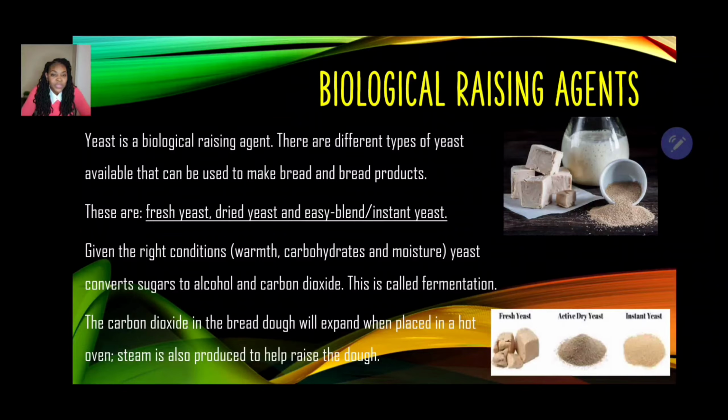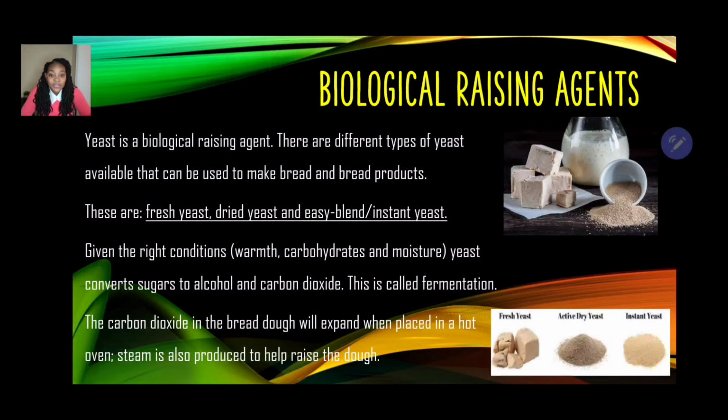Now, in most cases, the carbohydrate that is used to activate the yeast, if it's instant dried yeast, sugar can be added so that the yeast can feed on that food, right? So in order for yeast to activate, it must have warmth, it must have some form of food, we may say carbohydrate, and moisture. And you know that carbohydrate can be in different forms, right?